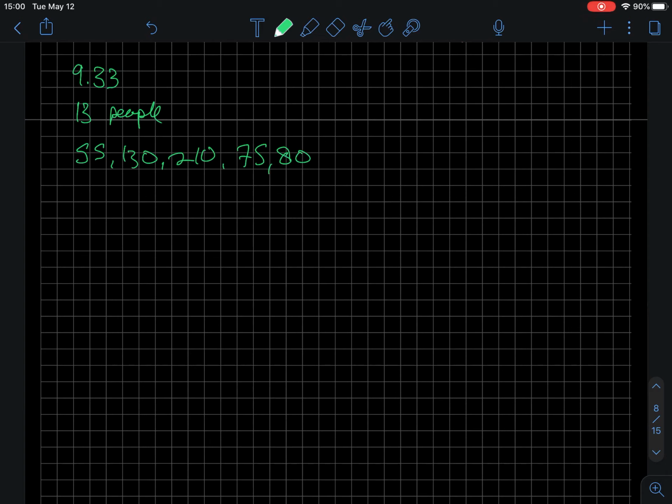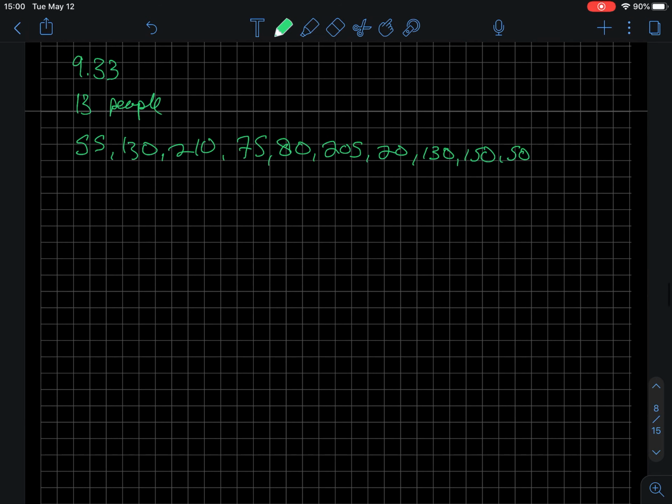75, 80, 205, 20, 130, 150, 50, 270, 110, and another 110. Is there strong evidence that the mean number of friends for the student population who use Facebook is larger than 100? So first, what are we trying to look at here?